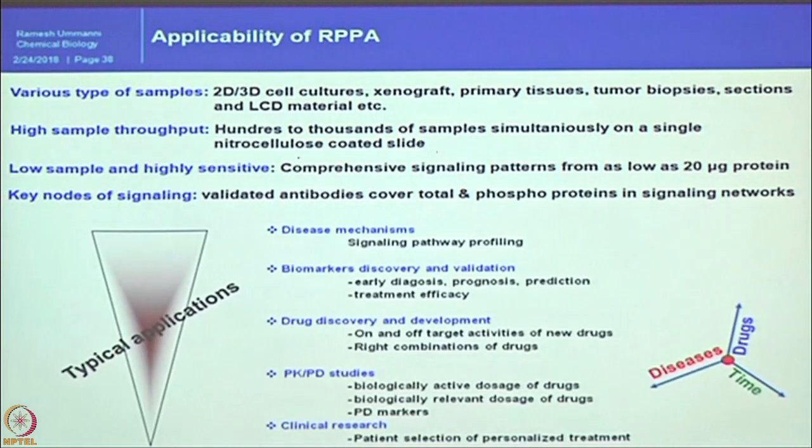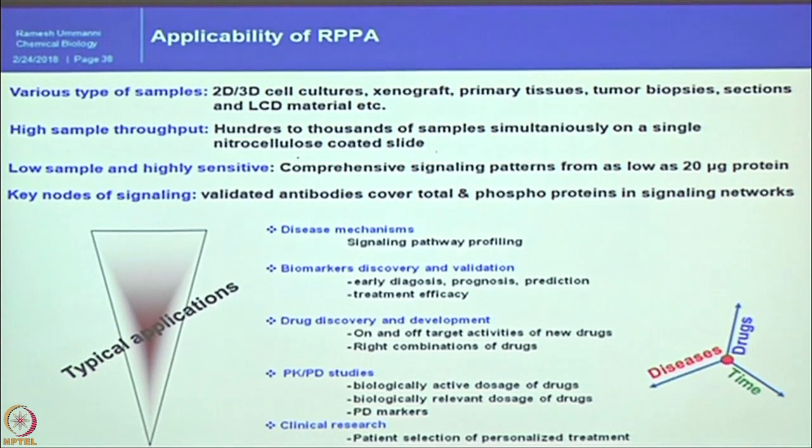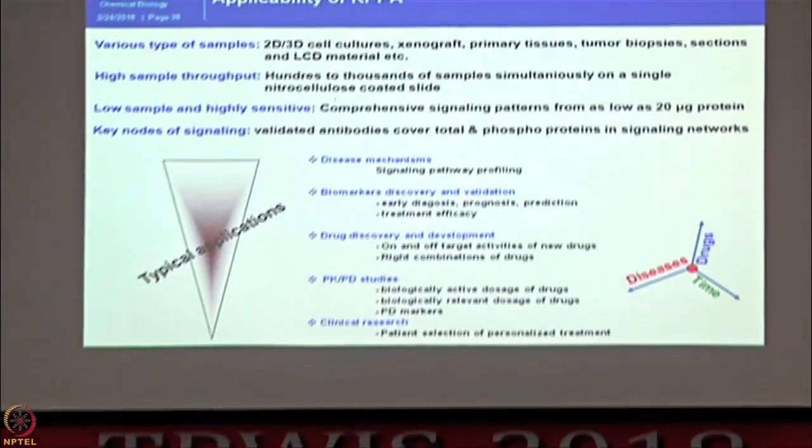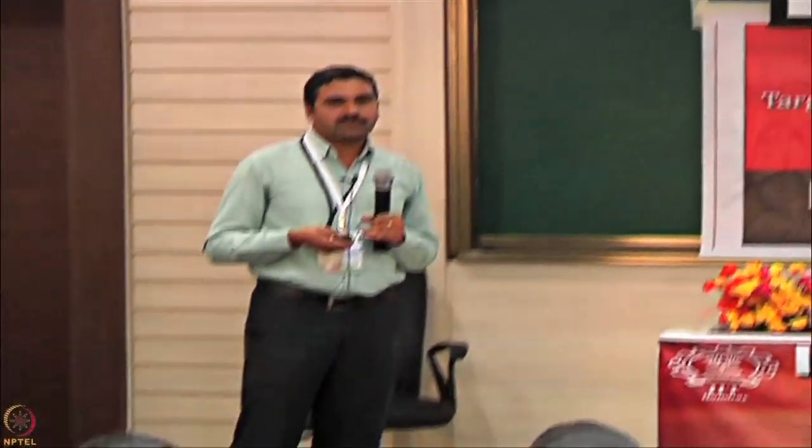so that you can reconstruct the signaling networks when you stimulate the cells with certain factors or drugs and so on. So typical applications: you can use this approach for disease mechanisms, signaling pathway profiling, biomarker discovery and validation, particularly for early diagnosis, prognosis, prediction, treatment and efficacy, and drug discovery projects, like on and off target activities of new drugs. When a new drug is coming into the market, nowadays regulators are asking what the off-target effects of your drug are, or what the target of your drug is. Even if you don't know the off-target effects and right target of this molecule, what are the possible signaling mechanisms or signaling nodes targeted by the molecule? This can definitely be achieved by the RPPA approach, and also the right combination of drugs.